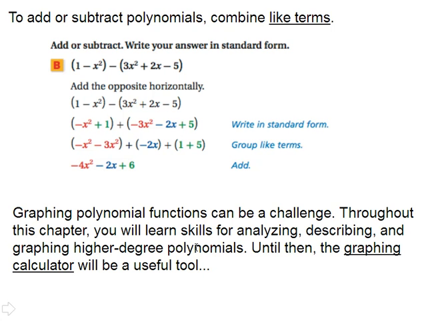Now, when you're graphing polynomials, the best way to do that is to use a graphing calculator. We'll talk more about graphing polynomials and some different things with that throughout the chapter.